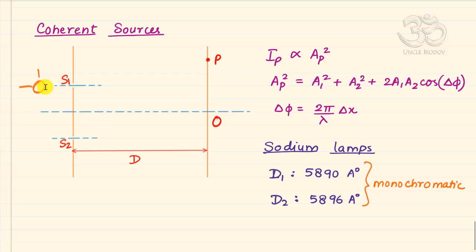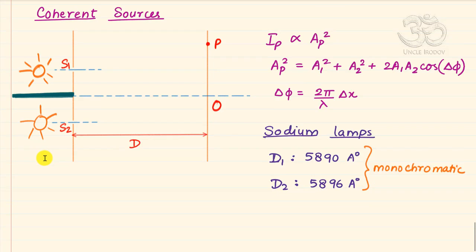Let me keep one sodium lamp in front of S1, and let me make this region opaque so that the light from this sodium lamp does not go to S2. Let me keep another sodium lamp in front of S2, and then see what happens at P. Surprisingly, what you will see is just an average intensity. You will not even see the interference pattern here. Now, why don't we see the interference pattern if we use two sodium lamps like this?